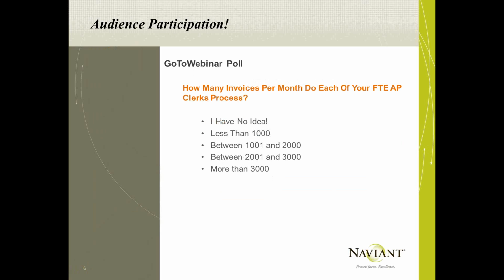But before we jump into that, let's quickly do a GoToWebinar poll. Up on your screen, you should see the question right now: how many invoices per month does each of your full-time equivalent accounts payable clerks process? If you have no idea, there's definitely an option for that, but the choices are less than 1,000, in the 1,000 range, in the 2,000 range, or more than 3,000 invoices. Looking at the survey responses coming back, most of you are in that between 1,000 and 2,000 range. There's a spattering that are less than 1,000.